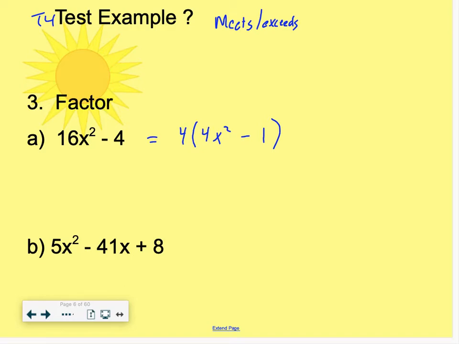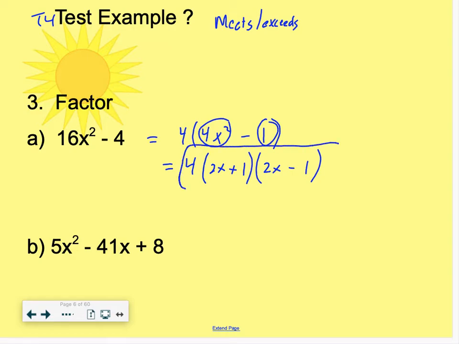I don't see any GCFs for part B. After I factor out the 4, I realize that I have perfect squares. The square root of 4x squared is 2x. The square root of 1 is 1. And there's no middle term, so just like the last one we did, it's going to be 1 plus and 1 minus. And this is your final answer.